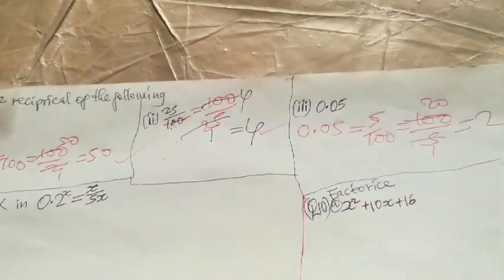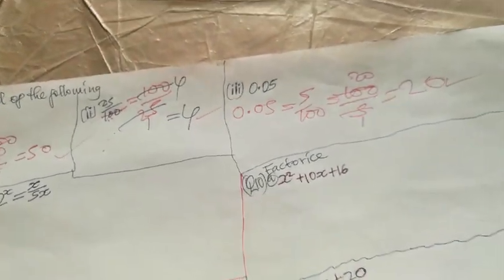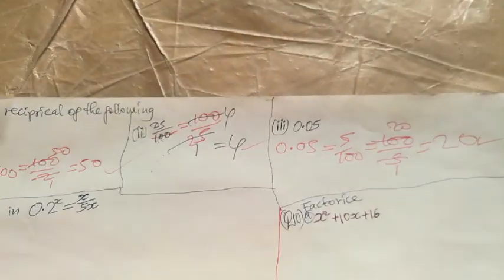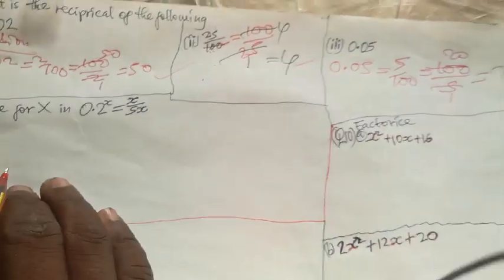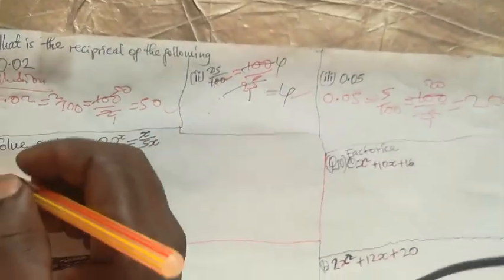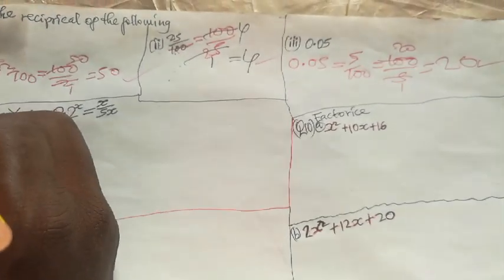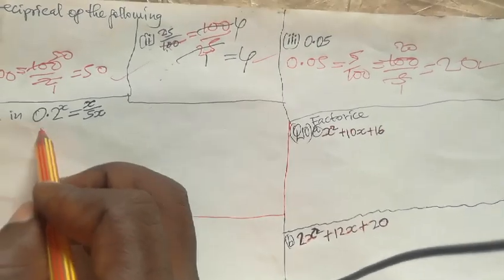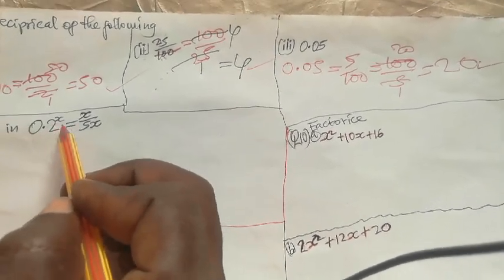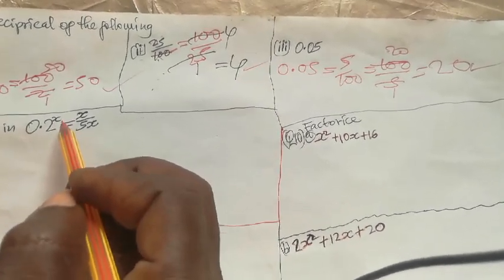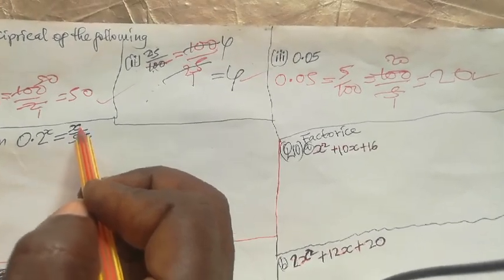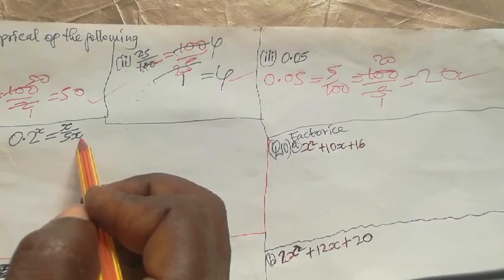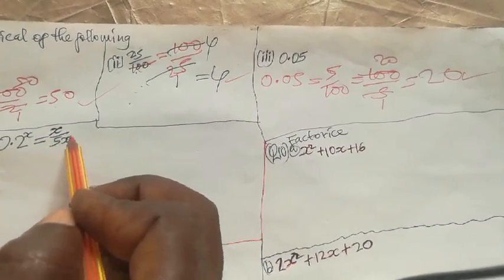We are going to question number 6. We say solve for x. 0.2 to the power x is the same as x over 5.